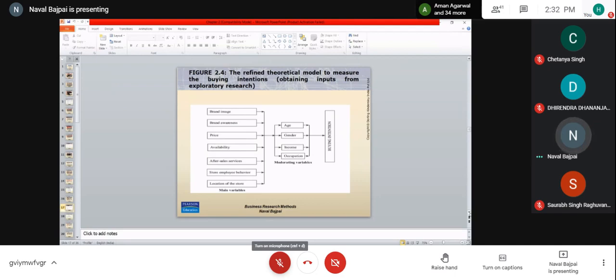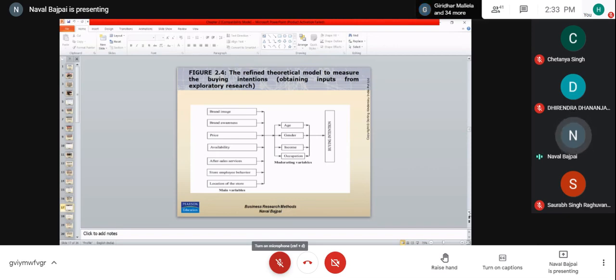What is happening is that after taking the exploratory research, I am further refining my buying intention model by including 2 more variables, which seem to be local and regional in nature: store employee behavior and location of the store. And then I'm going to include 1 more moderating variable.